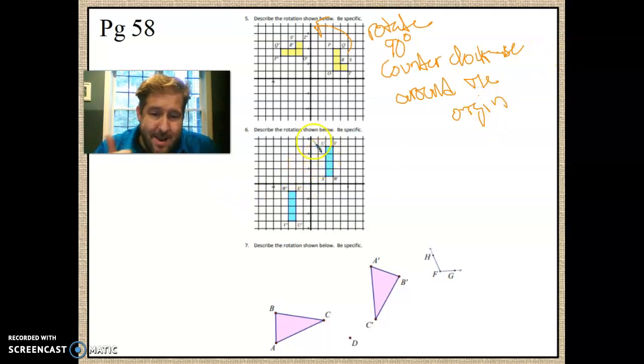So this one's a 180-degree rotation. It doesn't matter if you go clockwise or counterclockwise. 180 will be the same place no matter what, but it's going around the origin.